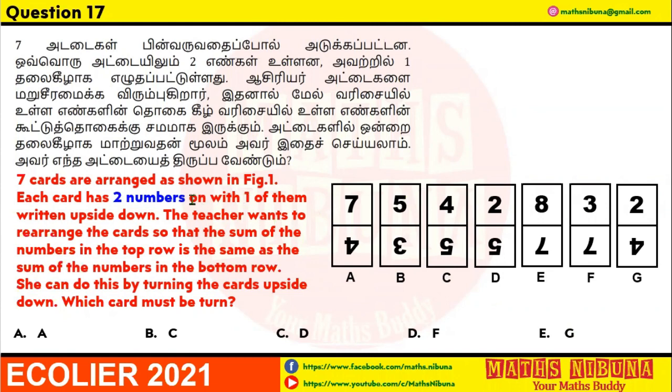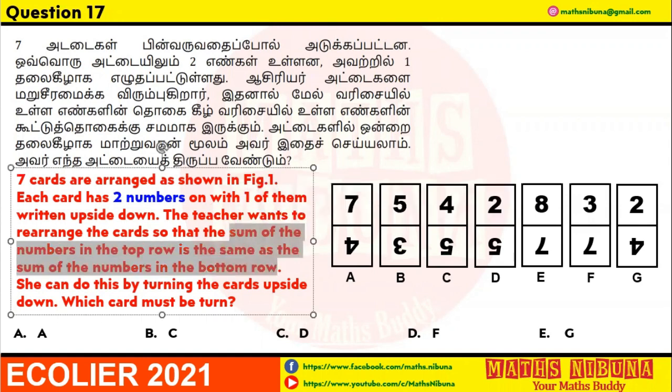One of the numbers is written upside down. Okay, this one. It means the 7, 4 is upside down, the 5, 3 is upside down. So you can work out what this number is. The teacher wants to rearrange the cards so that the sum of the numbers in the top row is the same as the sum of the numbers in the bottom row.